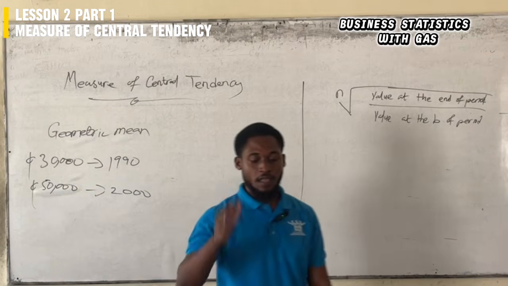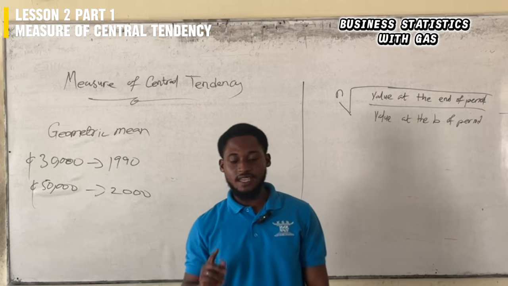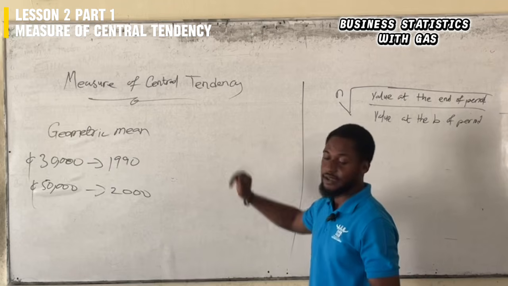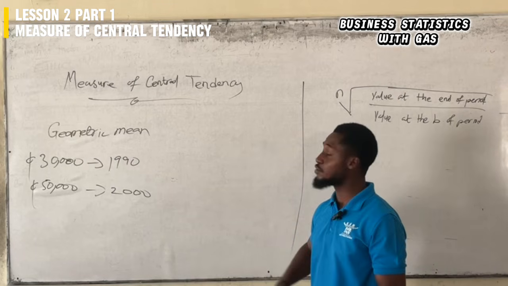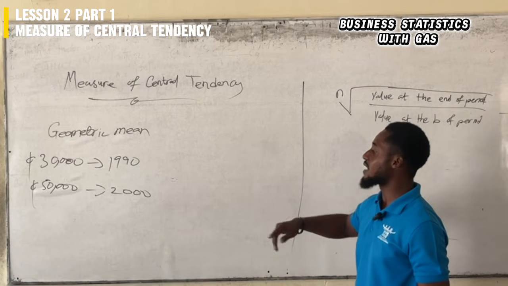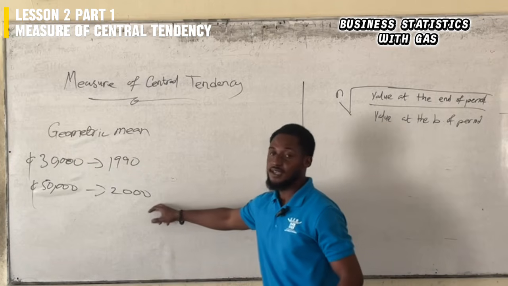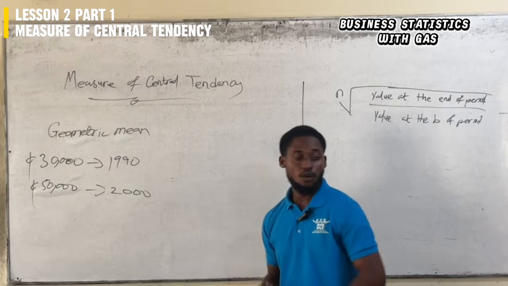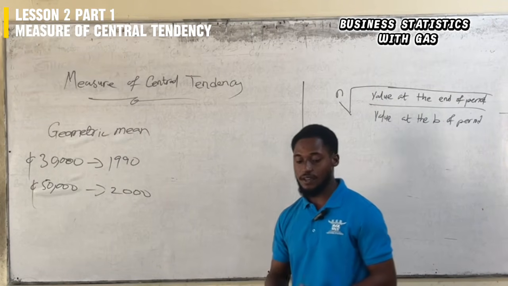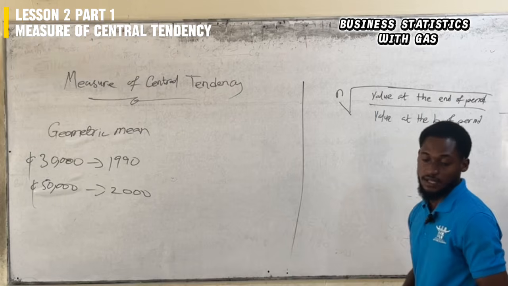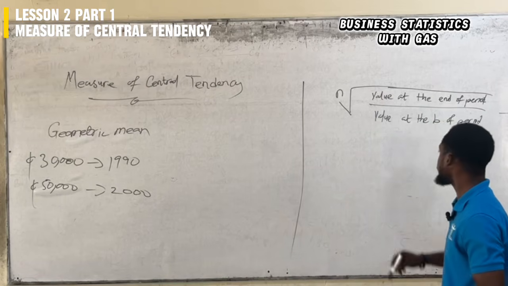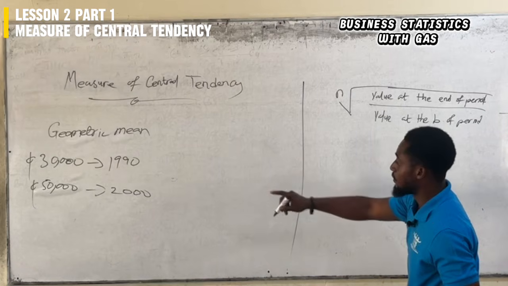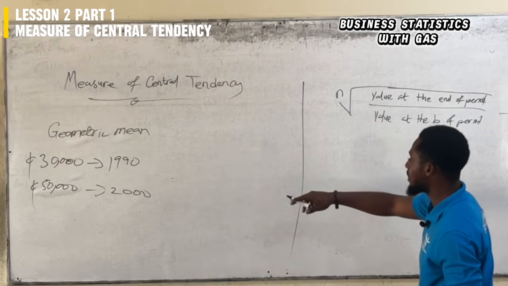It says, if you earn 30,000 a year in 1990, so 1990 is the beginning year, and 50,000 in the year 2000. So 1990 comes before 2000, therefore 2000 is the ending year. What is your annual rate of increase over the period? So now let's apply here. The value at the end of period is 50,000 because the end of period is 2000.